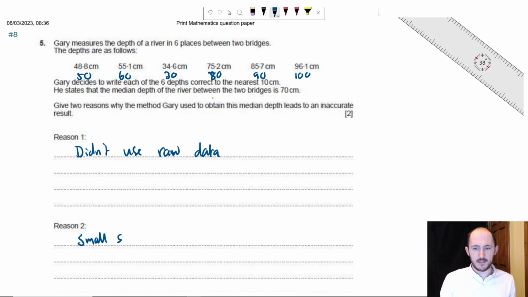And as Evie pointed out, something you can always say if they ever ask you to improve the accuracy, or why is it not accurate, or what's an improvement, is you always say about the sample size. You need to make it bigger. That's it. That's always one of the reasons that you can get. It's nice and free.